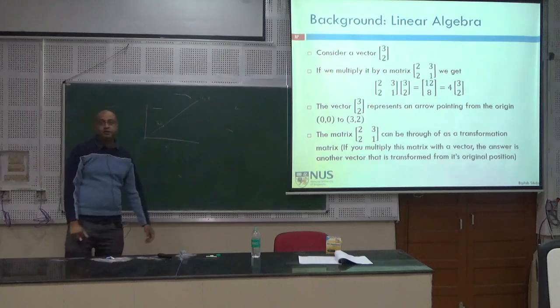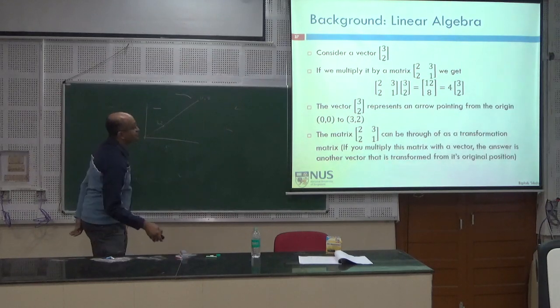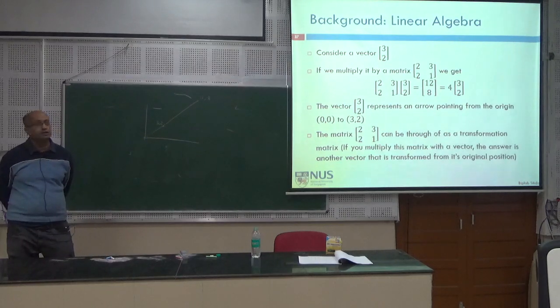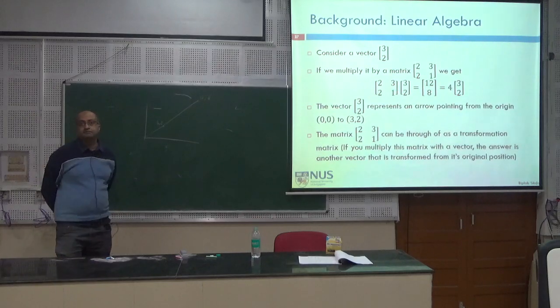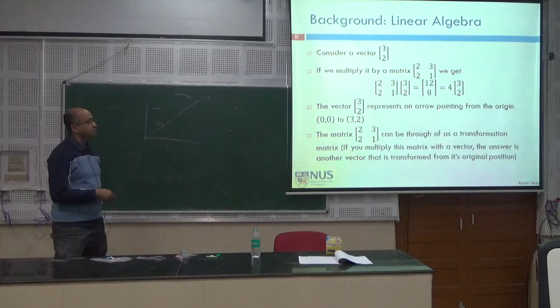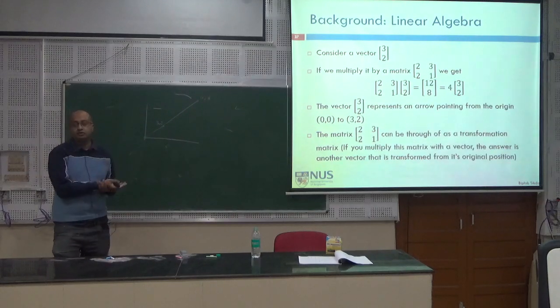So I did a transformation, but only the magnitude changed. The direction did not change. Right? And that's the special thing about an eigenvector or an eigenvalue. So this is an eigenvector for this particular matrix. If you do this transformation on this matrix, you will get along the same direction. And this is what we will be trying to do in principal component analysis.